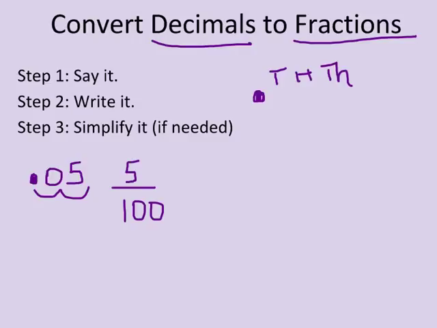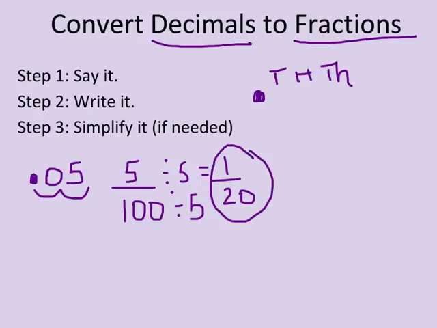So I know that both 5 and 100 are divisible by 5. So if I divide both the numerator and denominator by 5, I would end up with 1/20. So 0.05 can be written as 5/100ths and can then be simplified to 1/20. And we just converted this decimal to a fraction.